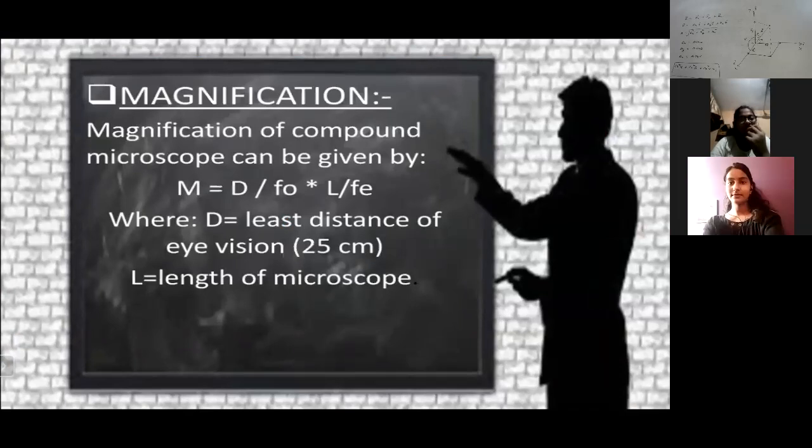Now let's know the magnification of a compound microscope. The magnification of a compound microscope can be given by the formula m = (d/f₀) × (L/fₑ), where d is the least distance of eye vision, which is 25 centimeters, and L is the length of the microscope.